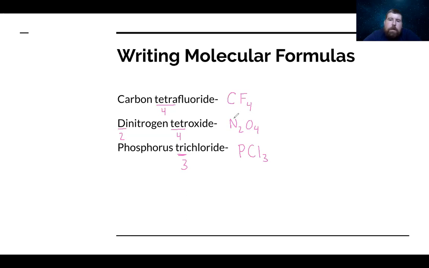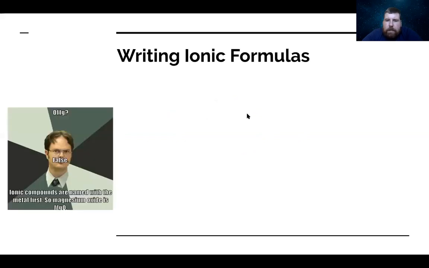Once again, notice that all of these are 2 or more nonmetals bonded to each other. Carbon and fluorine are nonmetals. Nitrogen and oxygen are nonmetals. Phosphorus and chlorine are nonmetals. So once again, molecules will always have the prefixes and 2 or more nonmetals. Pretty straightforward. We like naming these, I think. So moving on, we're going to be looking at ionic formulas next.